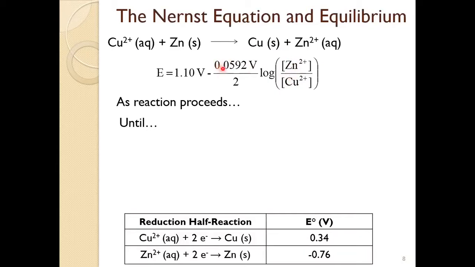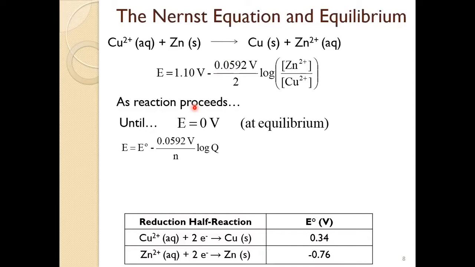So therefore, what we're subtracting off of the standard cell potential, this part of the Nernst equation, also gets larger. Very slowly, but it does get larger until eventually what's subtracted from 1.1 volts equals 1.1 volts, until the cell potential equals 0 volts. At that point, you're at equilibrium, and therefore there's no more driving force to push electrons away from the anode towards the cathode. So under those conditions, our Nernst equation simplifies a little bit.